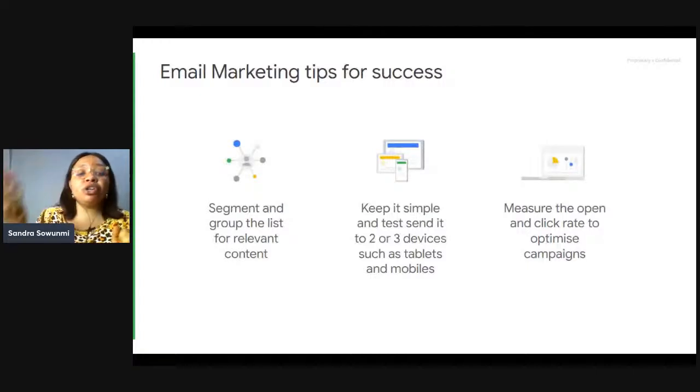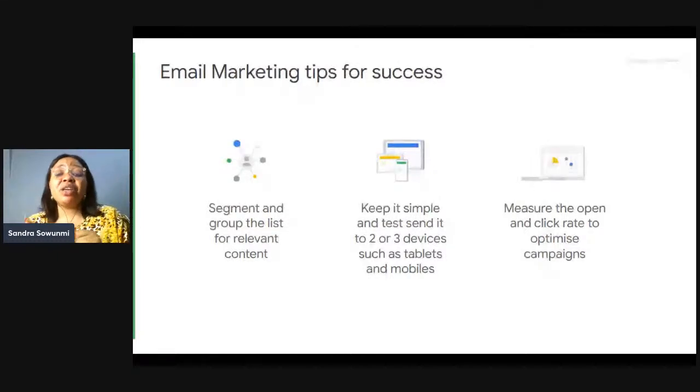If people did not open your email, you need to do something better. If the click rate on a particular link that you added is really low, maybe there's something that you are not doing well in your email. So you use all of that information to be able to optimize future campaigns.